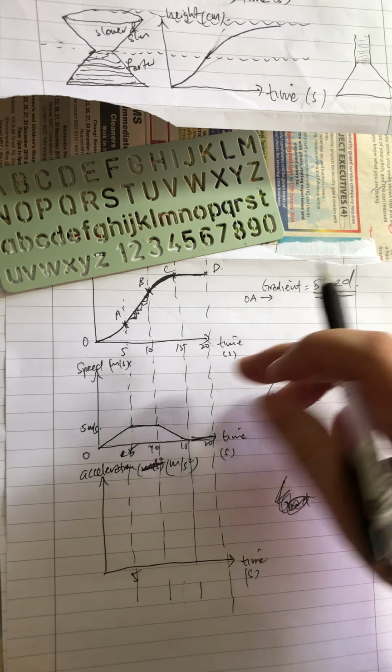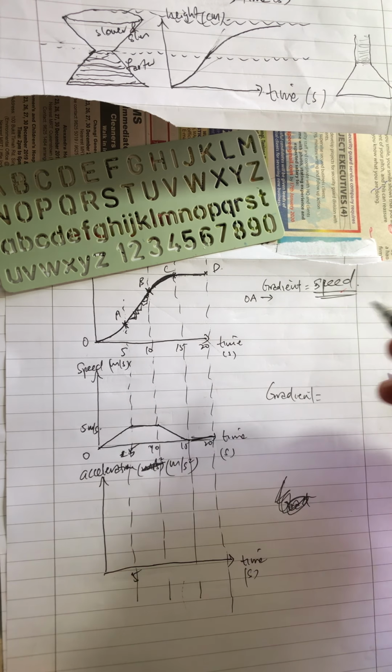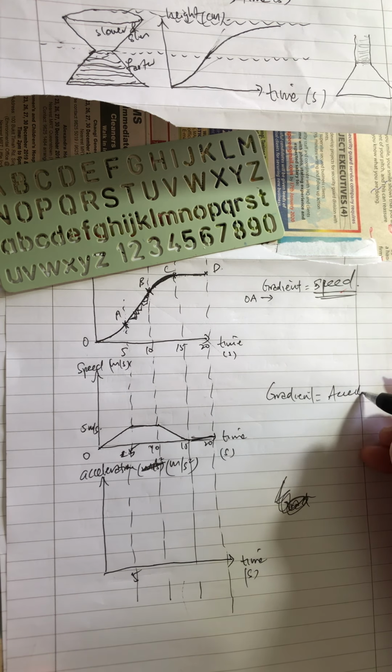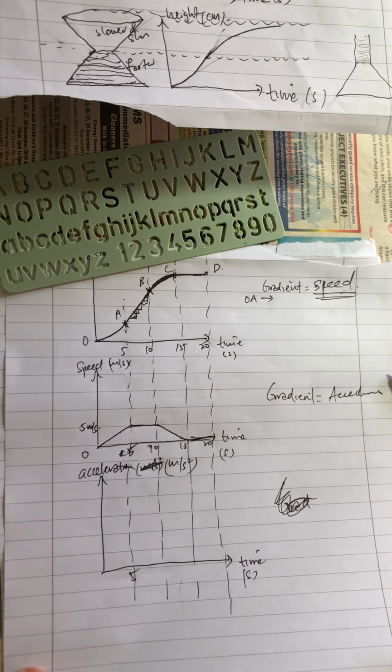Now, again, just to emphasize, the gradient of a speed time graph is acceleration. I think we won't do this. We'll do this another time.